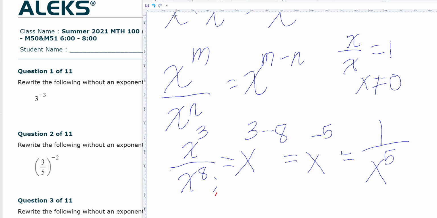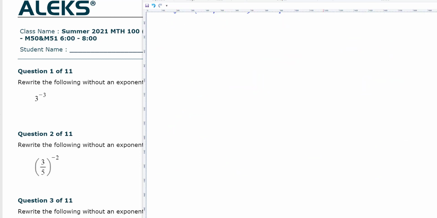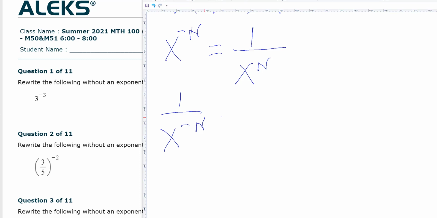So let's write that rule out. X to the negative n is 1 over x to the n. It also turns out that if you start out with 1 over x to the negative n, where you're dividing, you have to flip that to the top, x to the n. So the negative exponent means you have to change the position of the factor from the denominator to the numerator, or from the numerator to the denominator. That's how you clean up negative exponents.